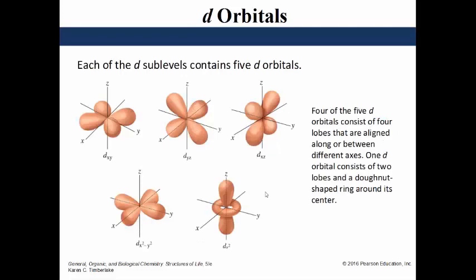The next one, the D orbitals. Each of these D sublevels has 5 D orbitals. For the most part, they have a fairly consistent arrangement, except for this last one. The first 4 of these 5 are aligned with each other, very similar to the P orbitals. But this last one has a circular orbital, looks kind of like a donut that encloses the other orbital here. So all of these indicate the D suborbital level.